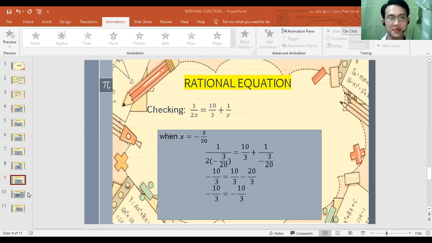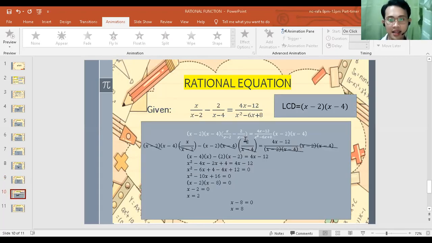Let's have the last example, guys. You can see it's quite long for the process, so let me explain the process for you. Given x over x minus 2 minus 2 all over x minus 4 is equal to 4x minus 12 all over x squared minus 6x plus 8. The LCD there is the quantity x minus 2 times the quantity x minus 4.